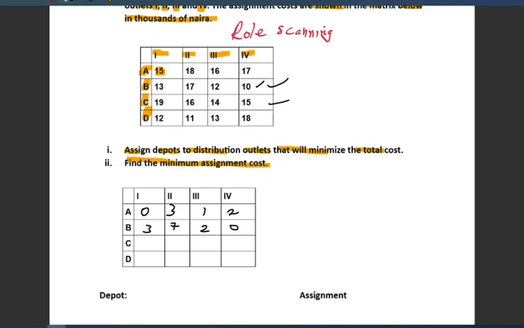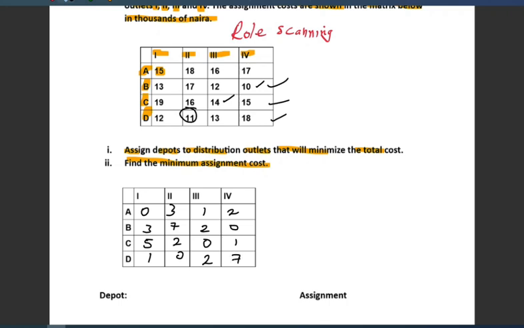Then we'll go to the next row. The smallest number is 14. So we have 19 minus 14, that is 5. Then 16 minus 14, that is 2. 14 minus 14 is 0. Then we'll have 15 minus 14, that is 1. Then we'll go to the last row, where the smallest number is 11. So we have 12 minus 11, that's 1. 11 minus 11, that's 0. Then 13 minus 11, that's 2. 18 minus 11, that's 7.